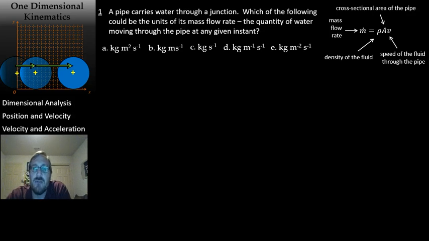In this case, the mass flow rate is equal to the density of a fluid times the cross-sectional area of the pipe and the speed of the fluid through the pipe. So you don't know the units of the mass flow rate. You probably should know the units of density, the units of area, and the units of speed. So that means that you should be able to find, through dimensional homogeneity, the mass flow rate.